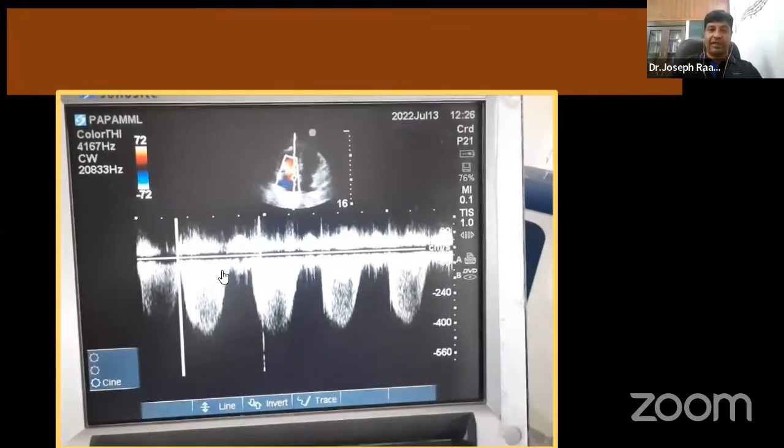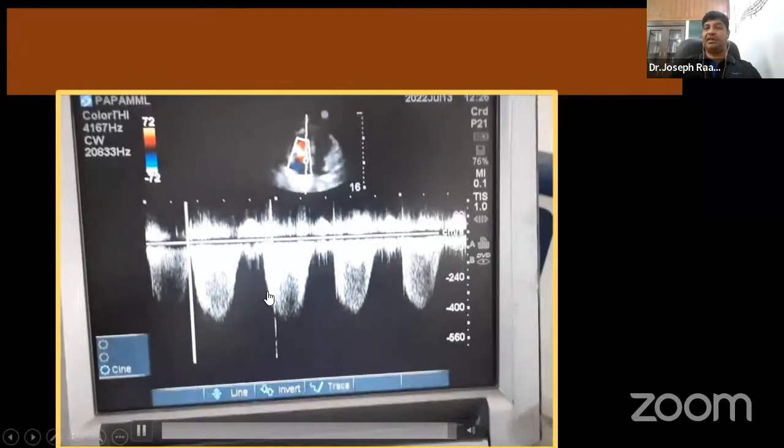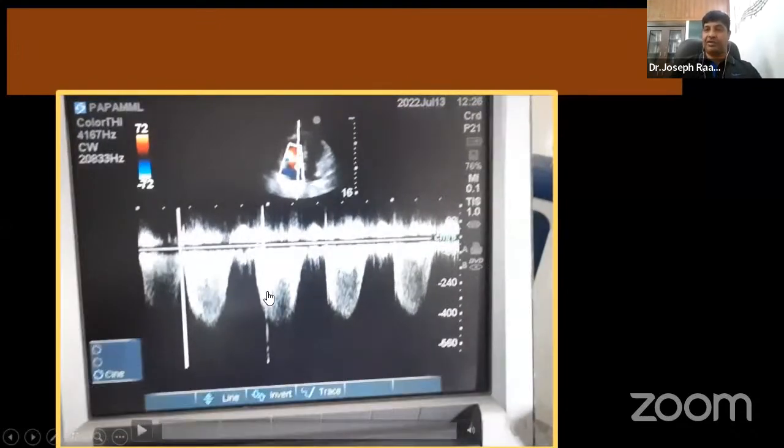So qualitatively, if you see a significant jet like this, then you can be very sure that the PA pressure is elevated. You can stop there, or if you are very particular and want to know exactly what the PA pressure is, then you can go for measuring.